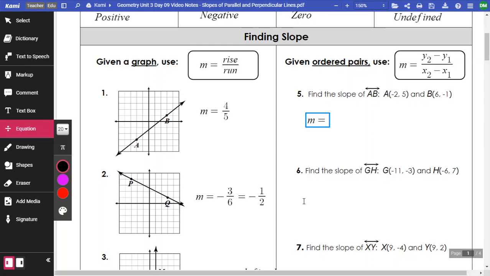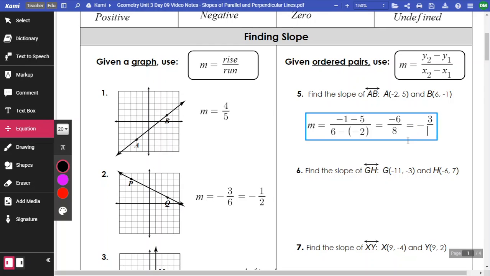Okay, so let's look at this one. We'll say that point A is 1, point B is 2. So in the numerator, we've got negative 1 minus 5. And in the denominator, we've got 6 minus a negative 2. So negative 1 minus 5 is negative 6. 6 minus a negative 2 is the same thing as saying 6 plus 2, which is 8. So we can say that this is equal to negative 3 over 4 once we reduce that there. And that's all there is to it.